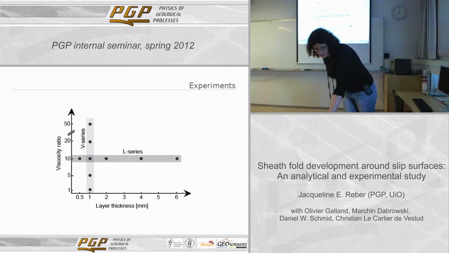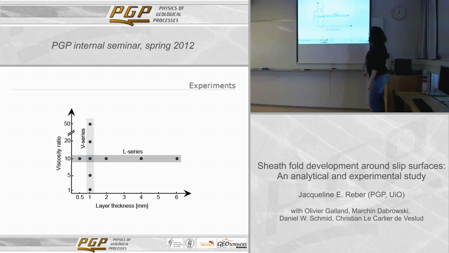Now, to investigate the impact of layers, we did 2 series of experiments. In one, we kept the layer thickness constant at 1 millimeter and increased the viscosity contrast. And in the other one, we kept the viscosity ratio constant at 10 and increased the layer thickness.